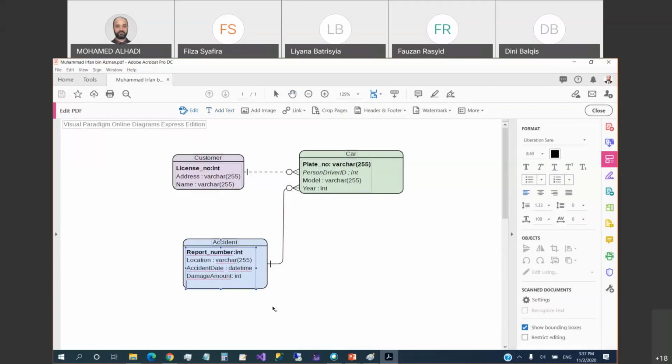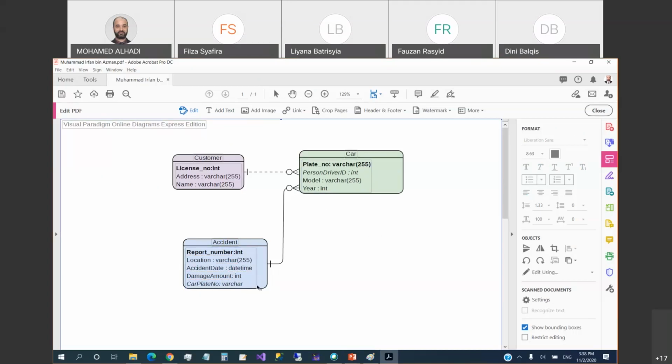Here should have car ID or car plate number, which is also varchar, the same type as the plate number here. This one is supposed to be italic here, because this one is a foreign key.